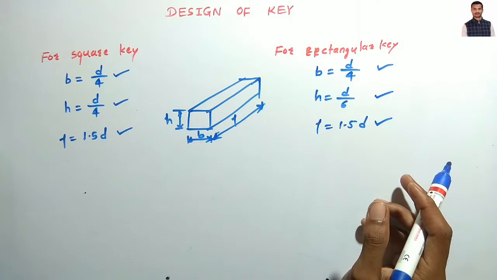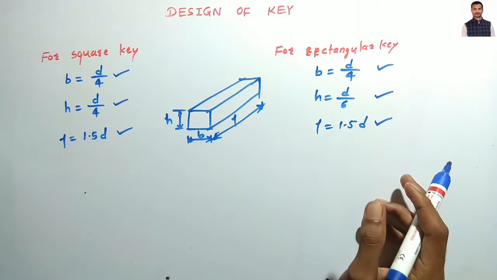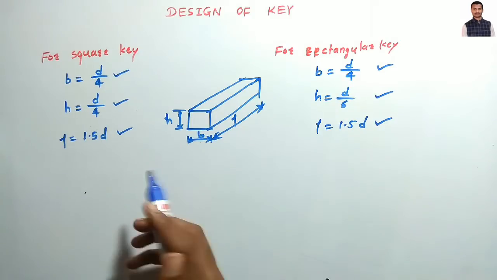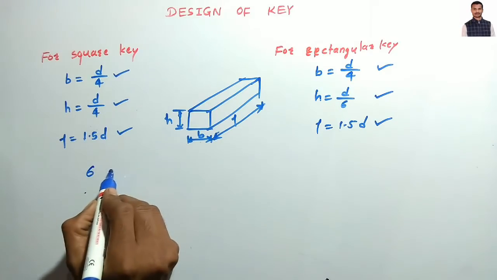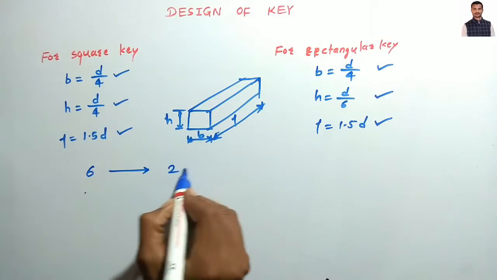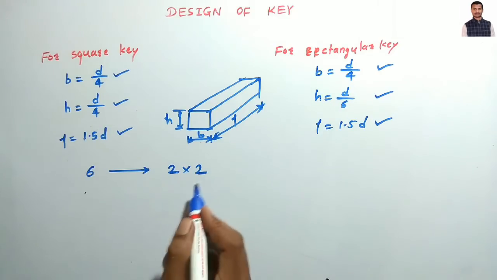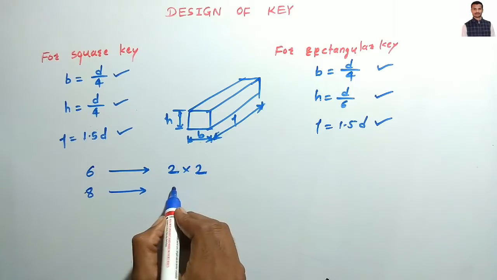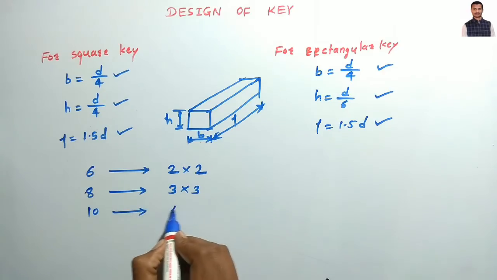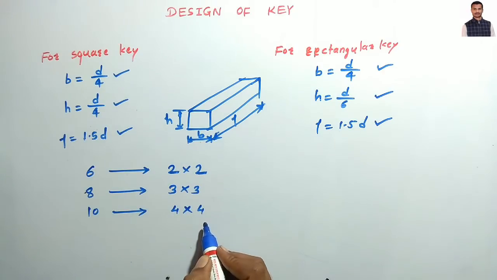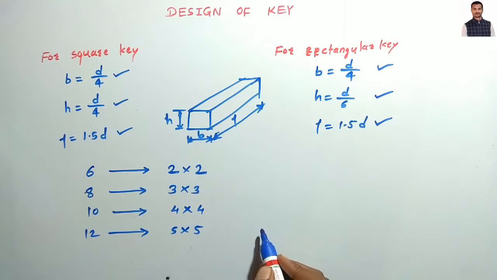Also key can be selected from design data book, because for standard diameters, standard key dimensions are there. For example, for 6 mm diameter of shaft, the key dimensions are 2 into 2, that is 2 mm width, 2 mm height. For 8 mm diameter shaft, the key dimensions are 3 into 3. For 10 mm shaft, the key selected is 4 by 4. For 12 mm diameter shaft, key selected is 5 by 5.